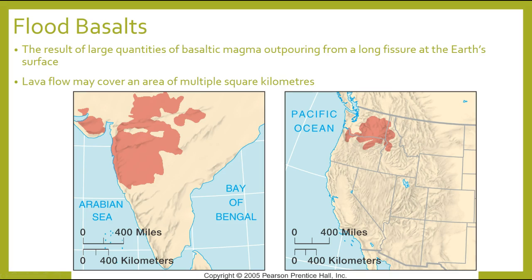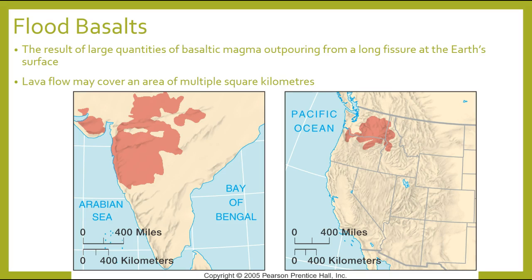Okay, so the last landform that you can see on the surface of the Earth is flood basalts. Now these result as large quantities of basaltic magma that outpour from a long fissure in the Earth's surface. So unlike a shield volcano, which is from one particular spot, this is from a large crack in the Earth that has basaltic lava spewing out and covers a large distance.